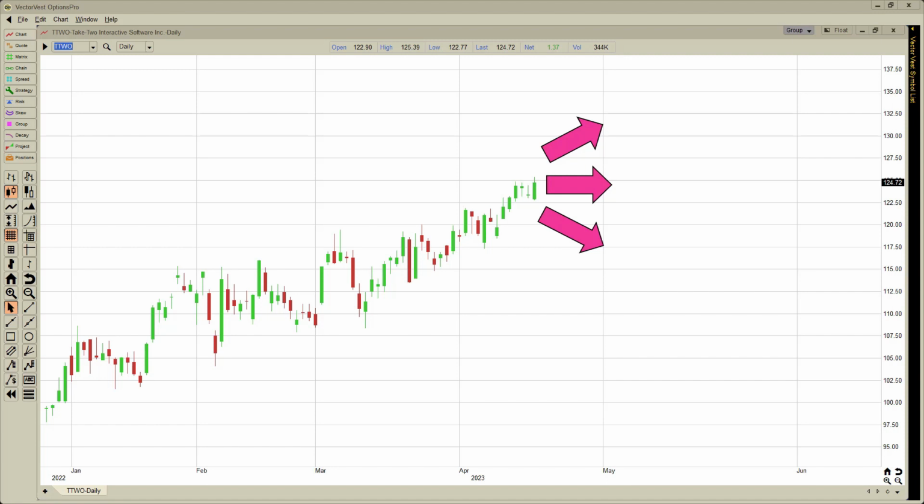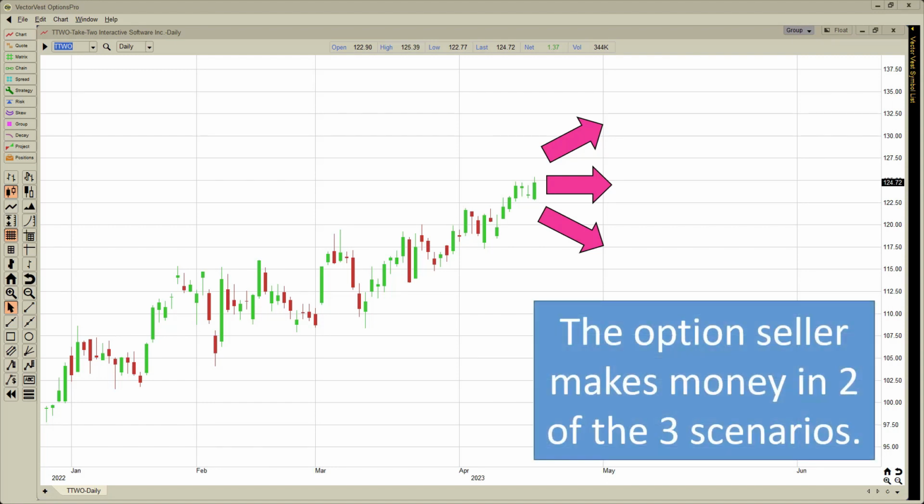That means you can only make money in one of those three scenarios, which also means the seller of the option would make money in two of the three scenarios. This is an example of a stock, Take-Two, and it's the current stock that I'm in that I'll show and we'll talk a little bit more about as we go through the presentation.